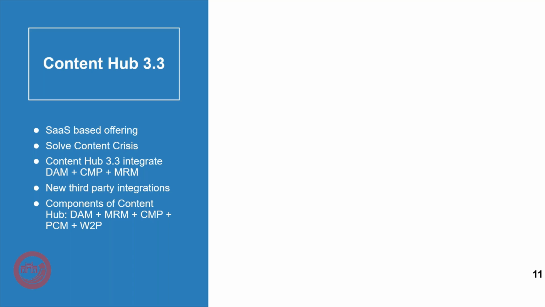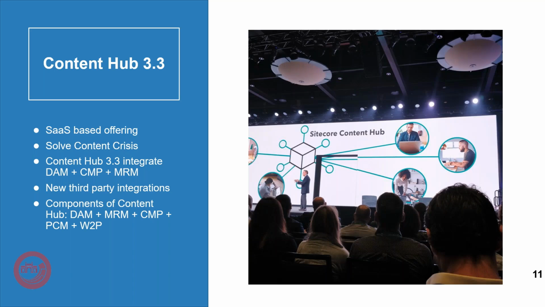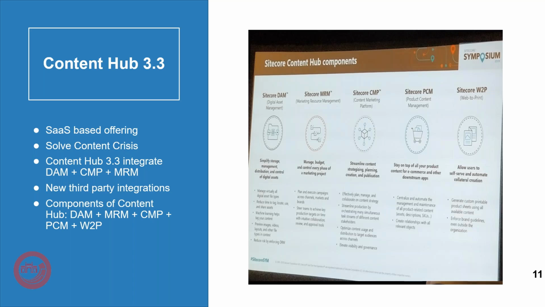DAM is digital asset management, CMP is a content management platform, and MRM stands for marketing resource management. The main point is that the products you are going to use are the DAM and CMP. In DAM, you generally create and manage all your digital assets, right?